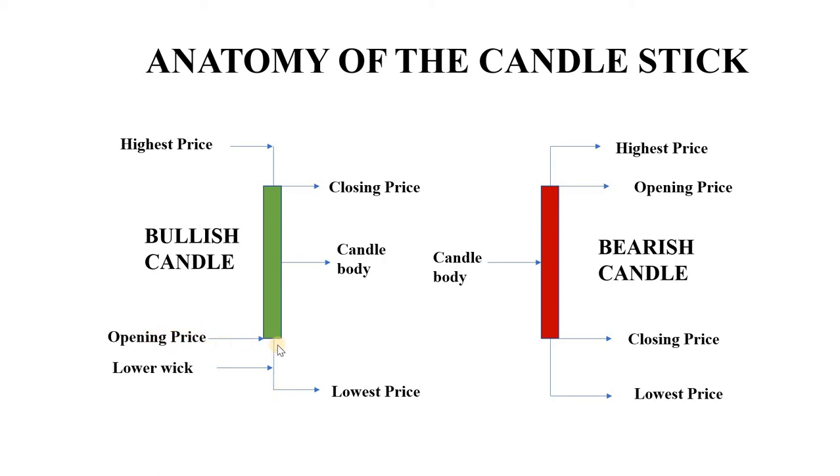So it means that the asset opened here and then it came all the way down. The price came all the way down and then it moved up once again and came all the way up, which is the highest price here, and then it reduced, price came down a little, and then it closed at this point. So take note of the parts of the bullish candle.